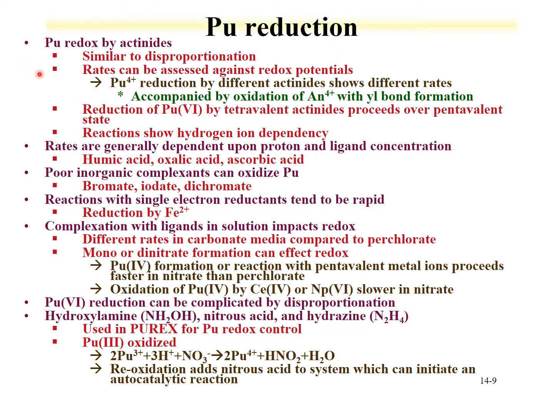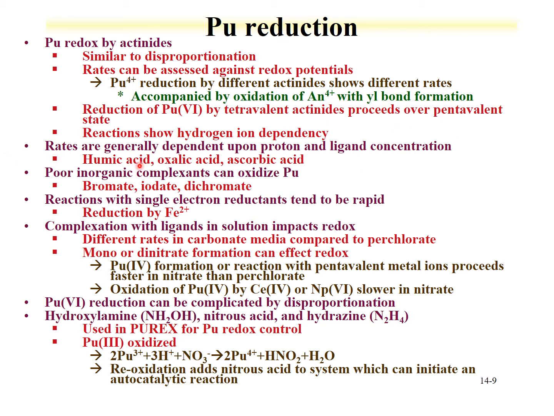So plutonium can undergo redox by actinides. This is similar to disproportionation, and the rates have been assessed compared to other actinides. For instance, reduction of plutonium-6 by tetravalent actinides proceeds over pentavalent states, so it goes from the 6 to the 5 to the 4. These reactions tend to show a hydrogen dependency. This hydrogen dependency means acid. If acid is produced, you could make sure your plutonium is in an acidic environment to limit any change in redox.